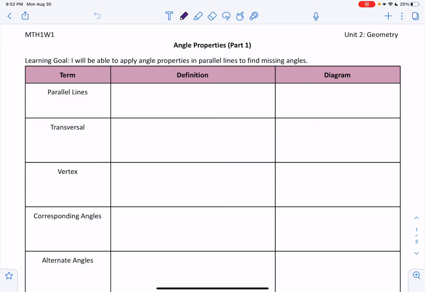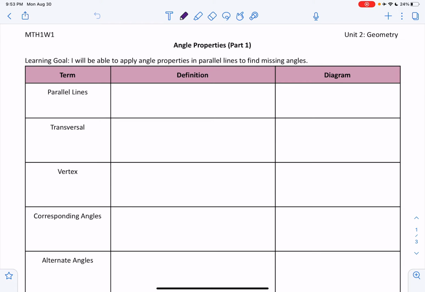For this lesson, we're going to be talking about angle properties. In particular, we will be talking about the properties of different angles found in parallel lines. So to start, we'll begin with a few definitions.